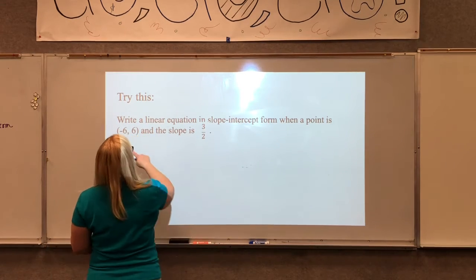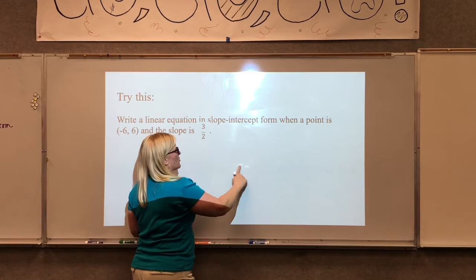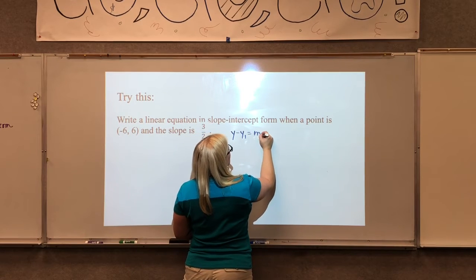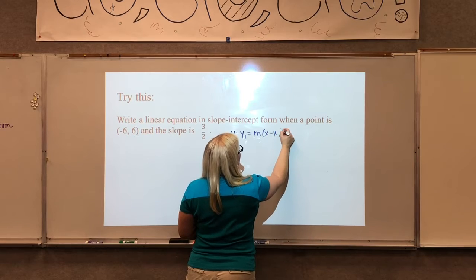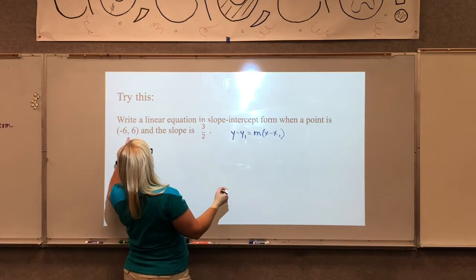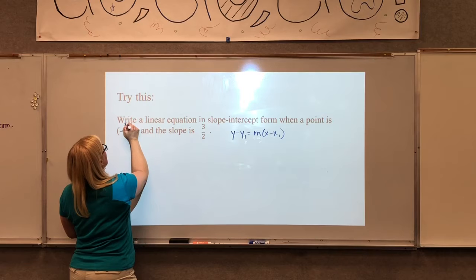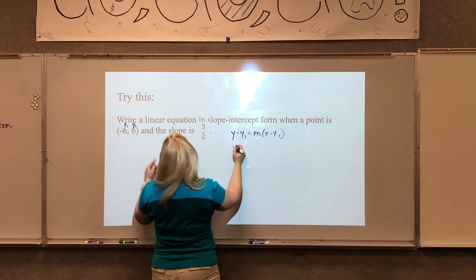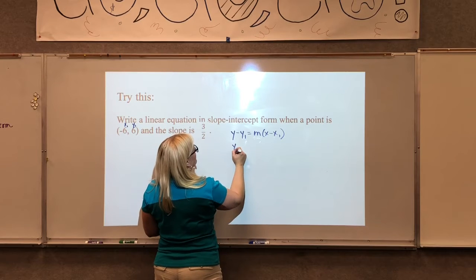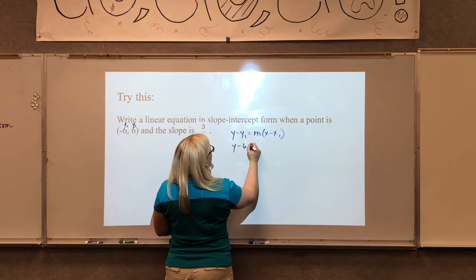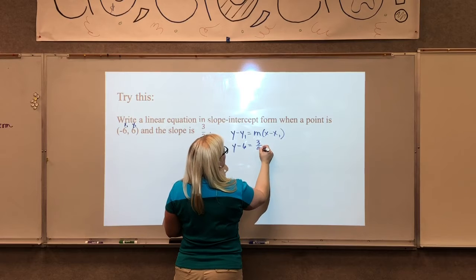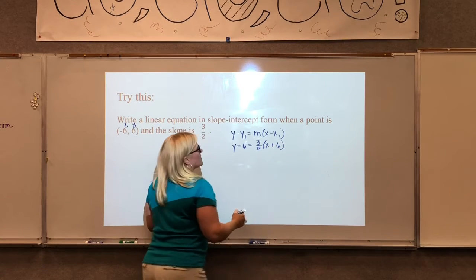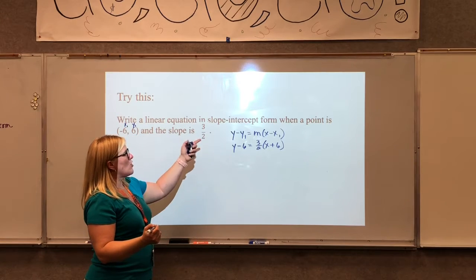We're given a point and we're given a slope, so we're going to use the point slope form. I'm just going to drop things in. So this is my x1, my y1. One's positive, one's negative. Y minus 6 equals 3 halves times x minus a negative 6. And they ask for it in slope-intercept form.